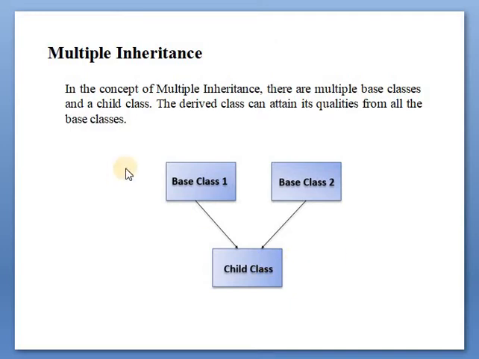Just take the example of our family. See here, the first base class is our mother and the second base class is our father, and we are the child. So both the features of mother and father will be inherited in the child. So this is nothing but multiple inheritance. Here we can create any number of base classes, more than one base class.